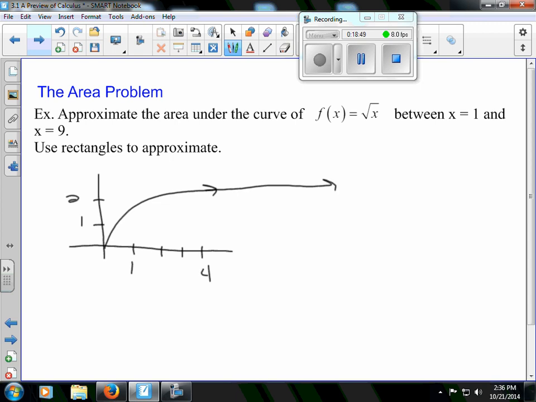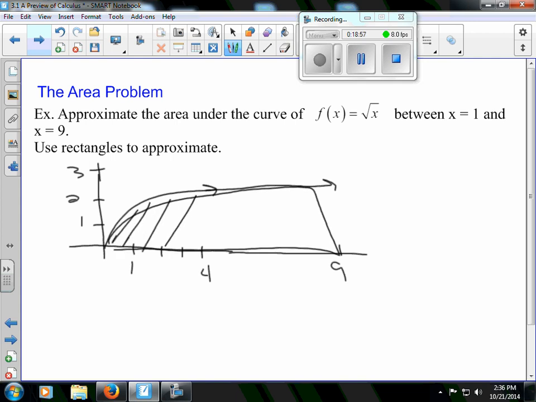So I should keep going here. And let's say that we have (9, 3). And so I'm trying to find the shaded region here, the area of this. To do this, we're going to use rectangles to approximate. I'm going to go ahead and just use 4 rectangles to approximate. It's not going to be a great approximation, but that's what we're going to do.